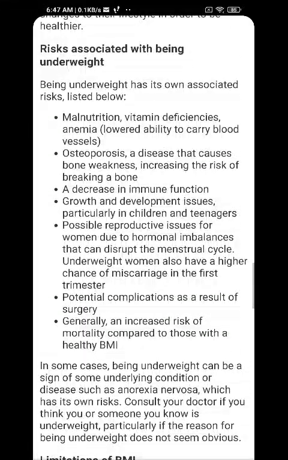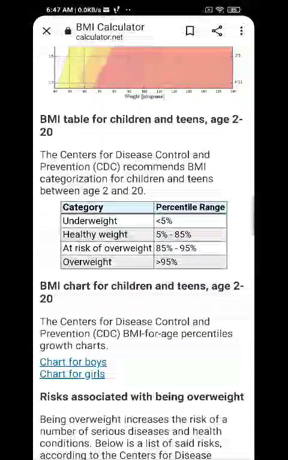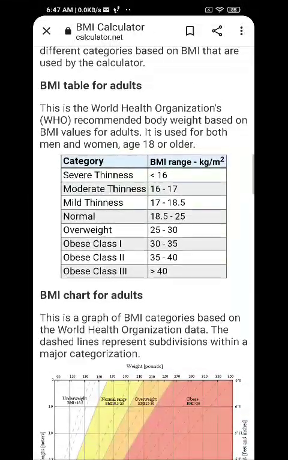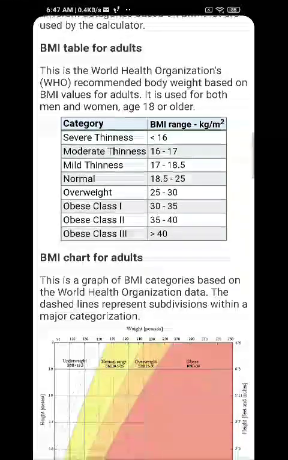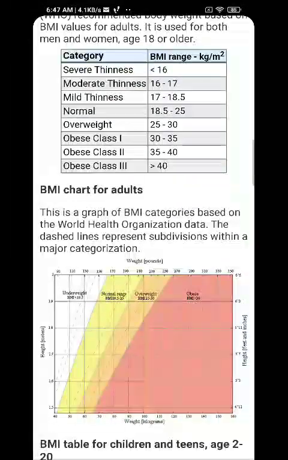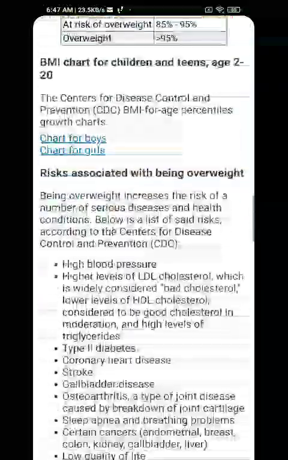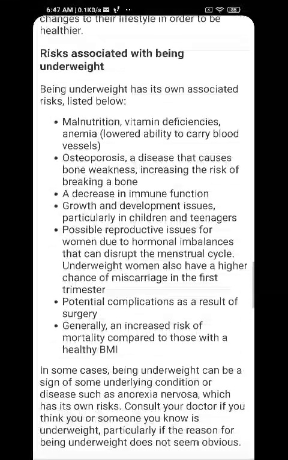Okay? Here are some risks associated with being underweight. It means the BMI is below normal. What is that BMI? Underweight should be below right here, below normal, like maybe severe thinness, below 16 kilograms per square meter BMI. That is dangerous. What is the danger?